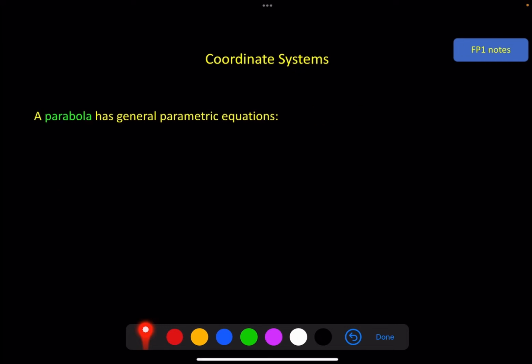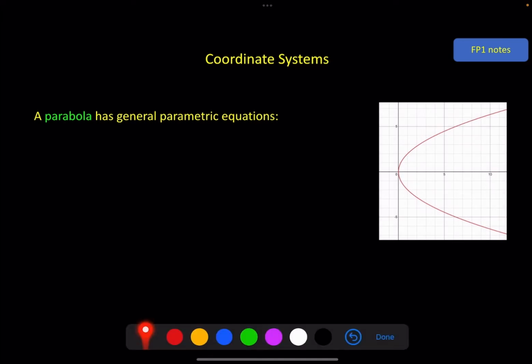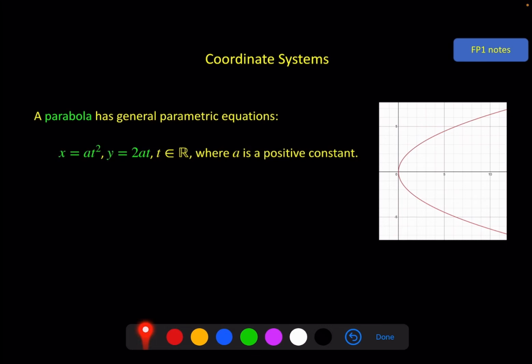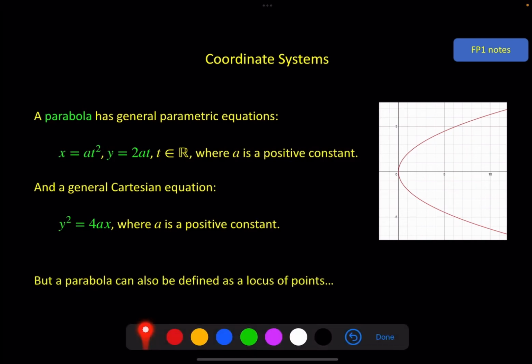So we did see the general parametric equations in the previous video for this curve here, which is a parabola, and they were x equals at squared, y equals 2at, where this a is just a positive constant, depending on the specific curve we're looking at, and t is just a real number. We also saw the Cartesian form, that you could rewrite this as y squared equals 4ax, but a parabola can also be defined as a locus of points, and that's where we get this 4a coming in. So let's have a look at that.